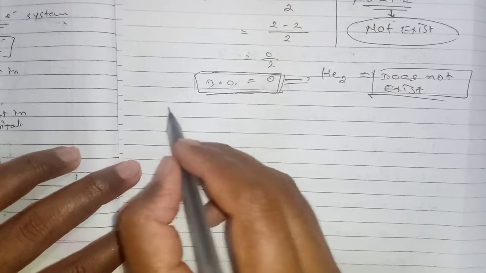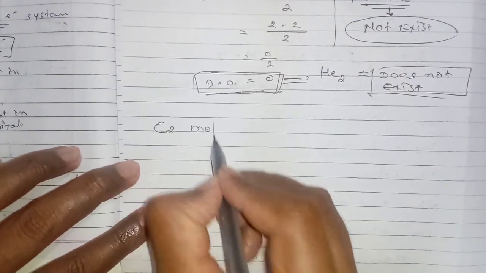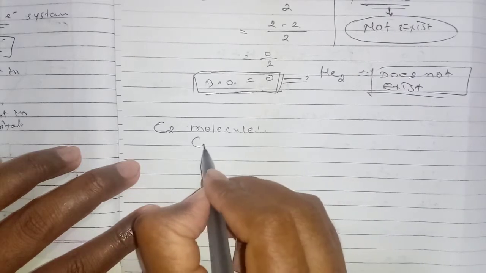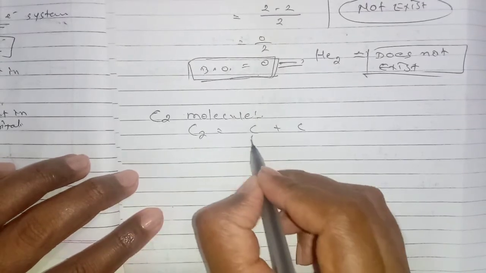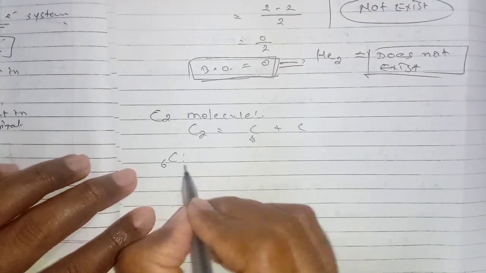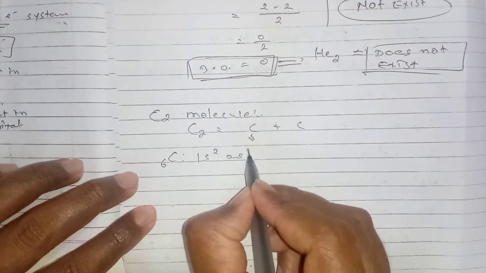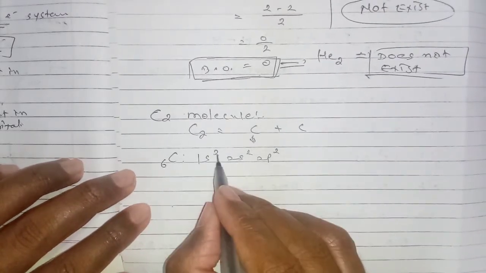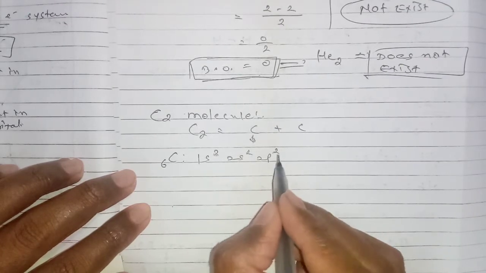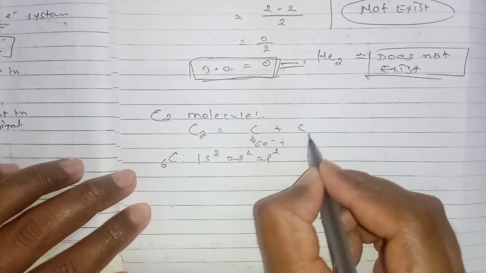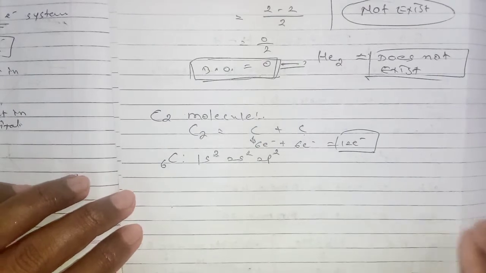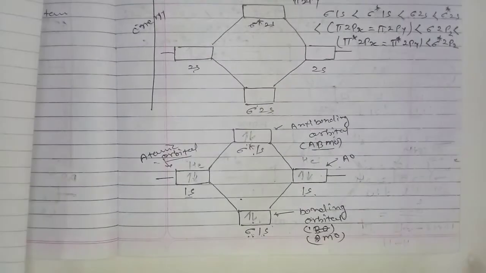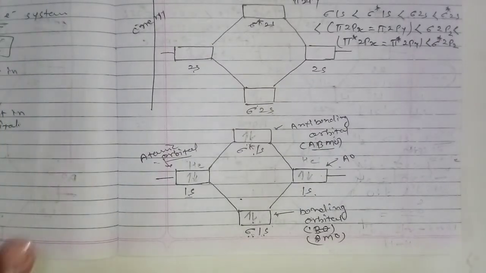Now in the C2 molecule, C2 is 2 carbon atoms. For one carbon atom, the atomic number is 6, 1s2, 2s2 and 2p2. That is 2 plus 2 plus 2, there are 6 electrons, and for both atoms, a total of 12 electrons. So we use the diagram for the 14 or less than 14 electron system.